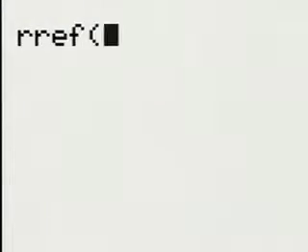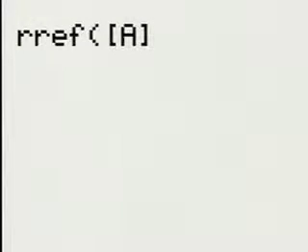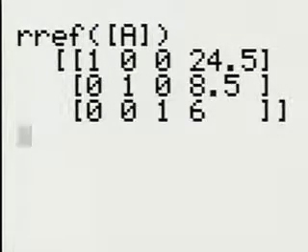Hit Enter, and now it's asking us for the matrix that we want to reduce. So we go back into Matrix. The first entry here says Names, so we're going to pick matrix number 1. That's the matrix we put our coefficients in. Close our parentheses and hit Enter. Now we can see from our matrix that x is equal to 24.5, y is equal to 8.5, and z is equal to 6.